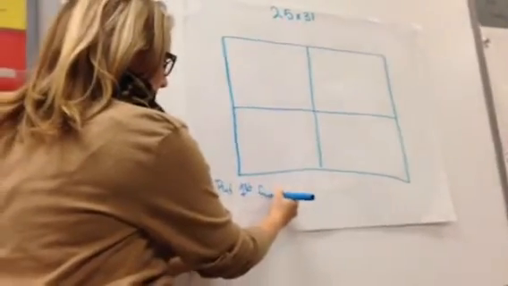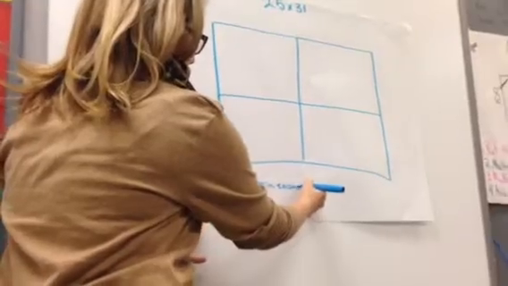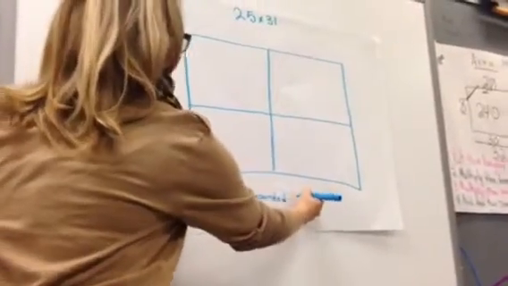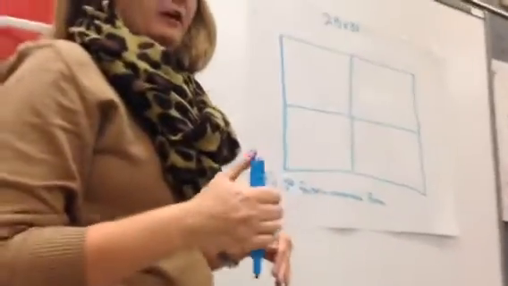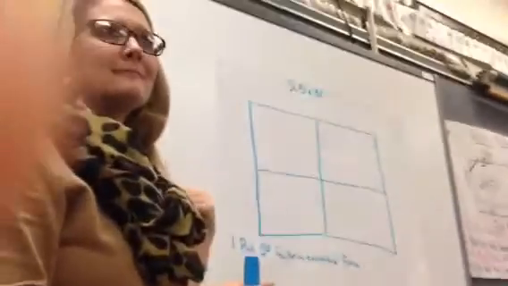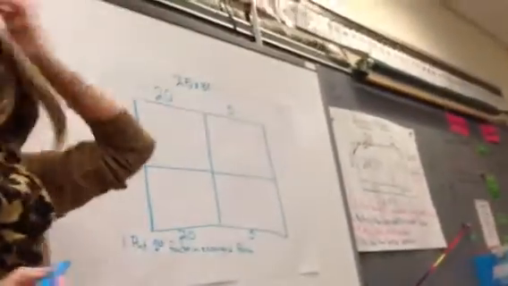What are we going to do? Put the first factor in expanded form. What is 25 in expanded form? I'll take a quiet hand. Corinne? Good. 20 and 5. And I like to write it down here too as a reminder. Okay, so there's our expanded form for the first factor.